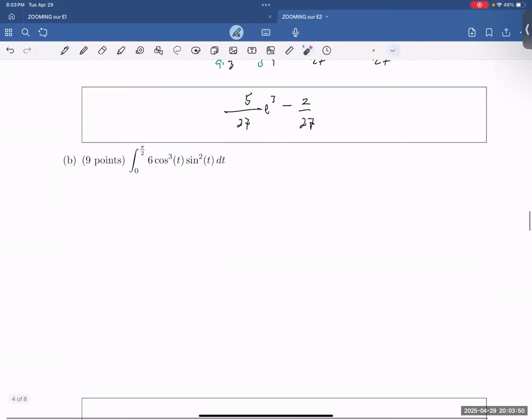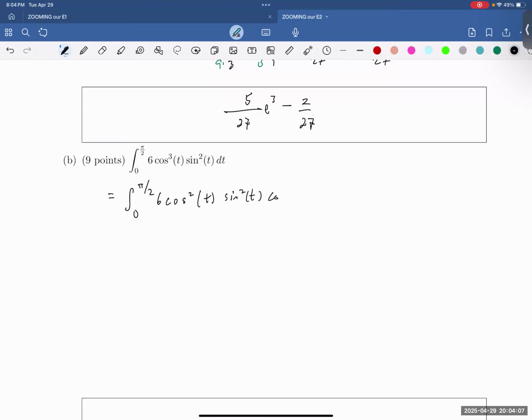Okay, this is a trig integral. You have powers of cosine, powers of sine, and you have the presence of an odd power. And when you have the presence of an odd power, you take an even power, sine squared t cosine t dt. So we pulled off a single power from cosine cubed. That leaves us with an even power.